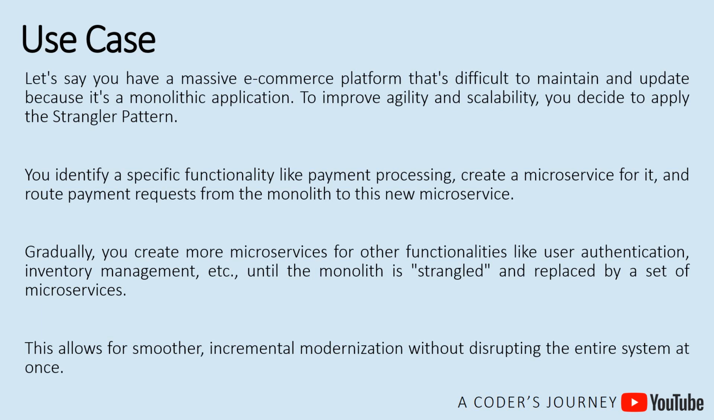So gradually you create more microservices for other functionalities like user authentication, inventory management, etc., until the monolith is strangled and replaced by a set of microservices. So this pattern allows for smoother, incremental modernization without, of course, disrupting the entire system at once. This pattern is mainly used when you want to migrate a monolithic architecture to a microservices architecture.